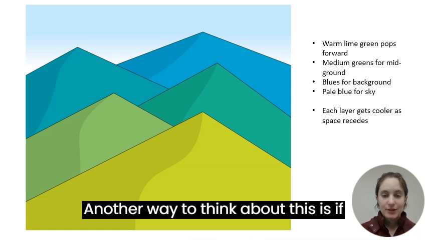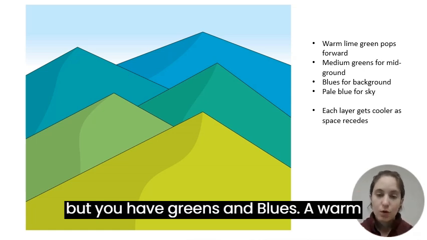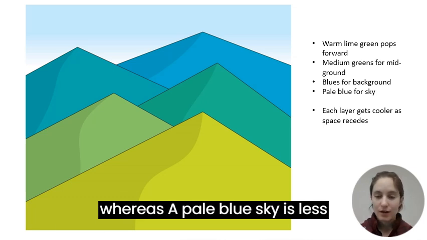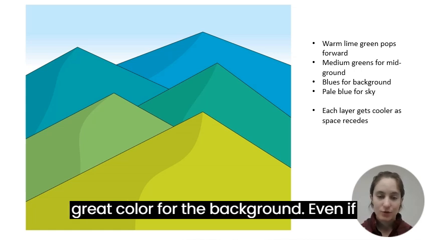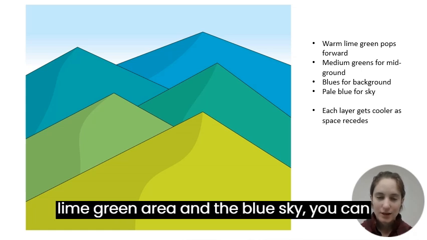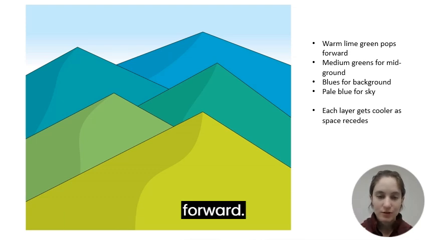Another way to think about this is if you're working with a cool color scheme, but you have greens and blues, a warm lime green is going to pop forward a lot, whereas a pale blue sky is less saturated and also lighter, so that's a great color for the background. Even if you just focus your eyes generally on the lime green area and the blue sky, you can see how much of a difference there is and how much they appear to pop forward.